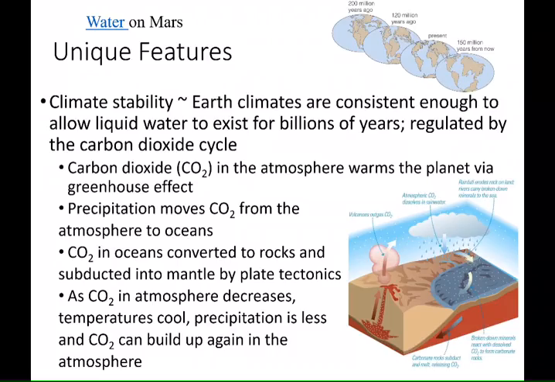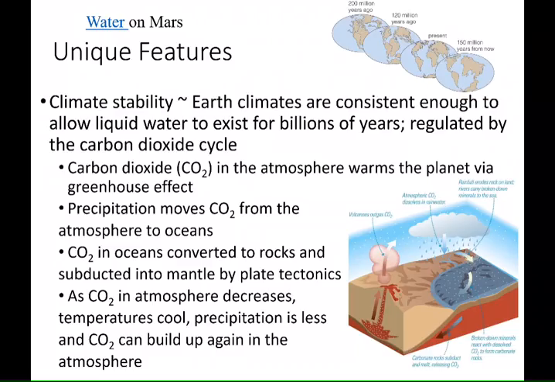So along those lines, precipitation moves CO2 from the atmosphere to the oceans, and CO2 in the oceans is converted to stuff. It's no longer going to be CO2. CO2 decreases, okay? As CO2 decreases, you're taking off a blanket, and you're going to cool down? Yeah, you're going to cool down. CO2 decreases, temperature cools, precipitation is less, and CO2 builds up again. You buy that?